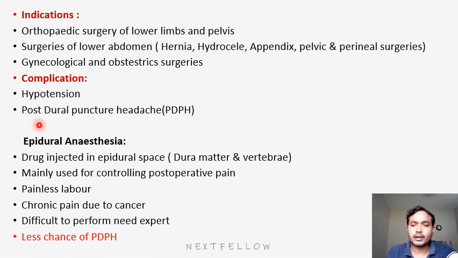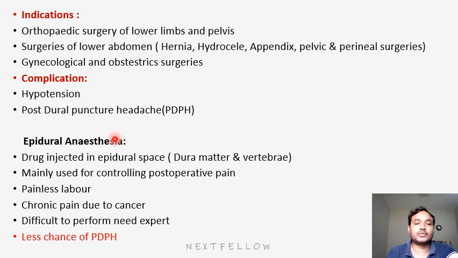Next main complication, this is an MCQ. Spinal anesthesia can induce post-dural puncture headache. Why? If we are using large bore needles, that means the needle size is increased, it will cause more leaking of CSF, thereby decreasing the intracranial tension. So obviously the patient will feel post-dural puncture headache. This is the most common MCQ. The complication of spinal anesthesia is PDPH, post-dural puncture headache.